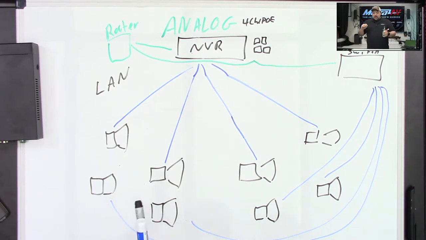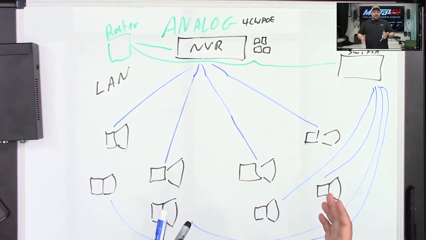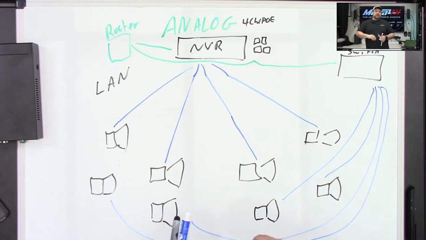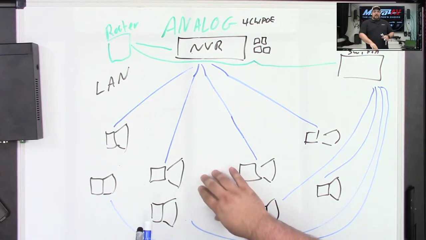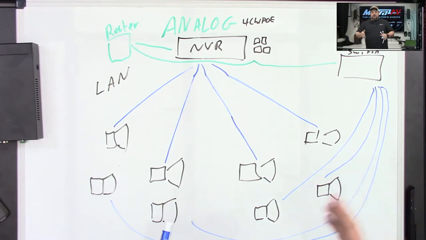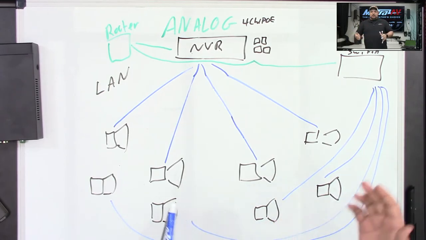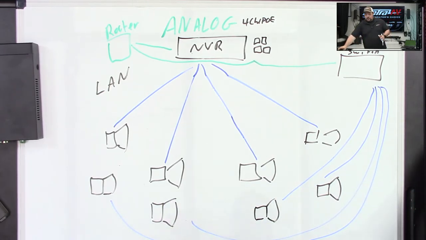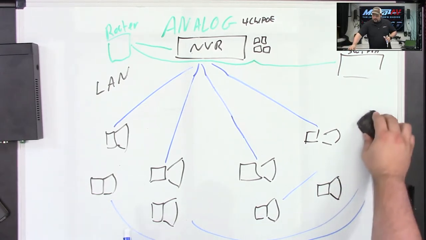So now that we have a system like this, how do we expand it even further? And actually, let's go back to what I was saying before about the gentleman out in Washington, where he had an analog system that was pre-existing, and they wanted to upgrade it and add an additional building onto the facility, and they wanted to upgrade the cameras a little bit and see what they could do with it.